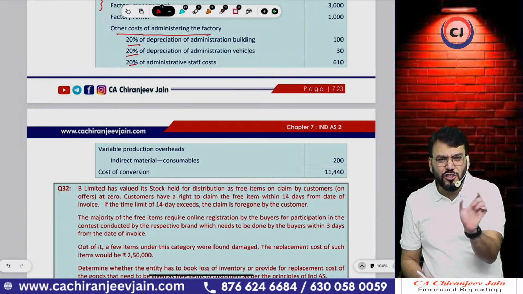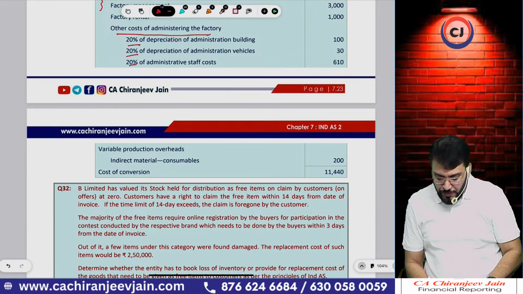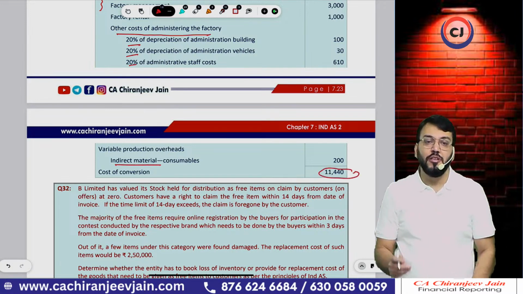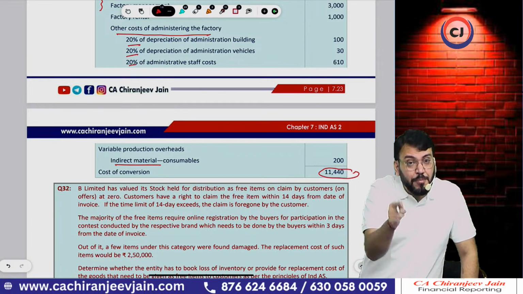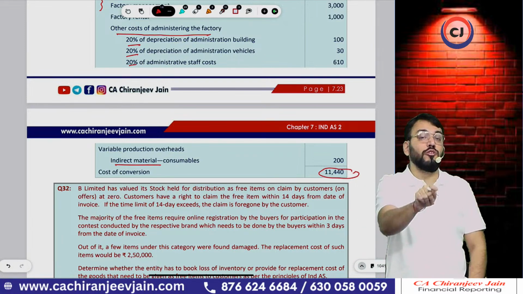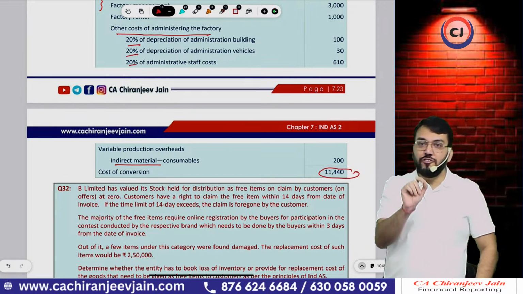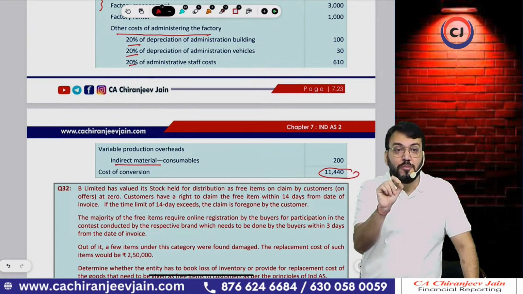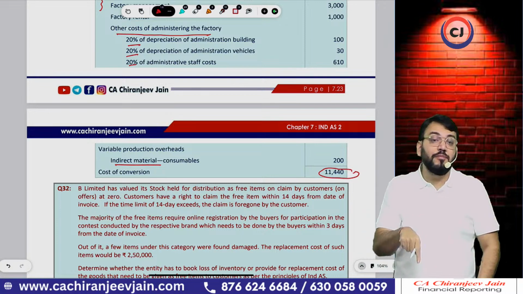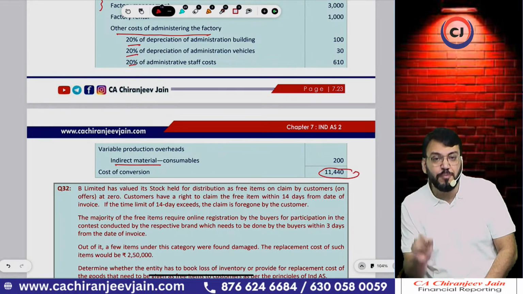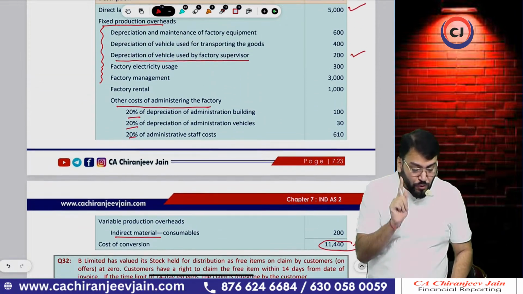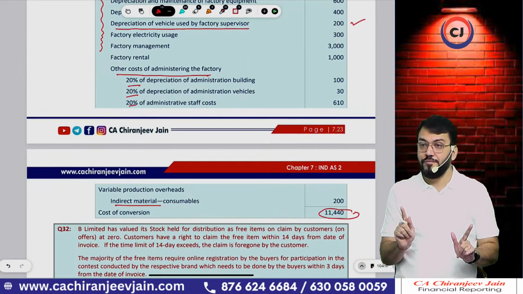And there were some consumable stores. Consumable stores means indirect material, which will also be added, and you can see this becomes cost of conversion. If they ask you to calculate cost of purchase and cost of conversion separately, there is a high chance you will make a mistake. This becomes a very good question. Or it is quite possible in MCQs they may say calculate cost of purchase only. In that case, most students will do it wrong.